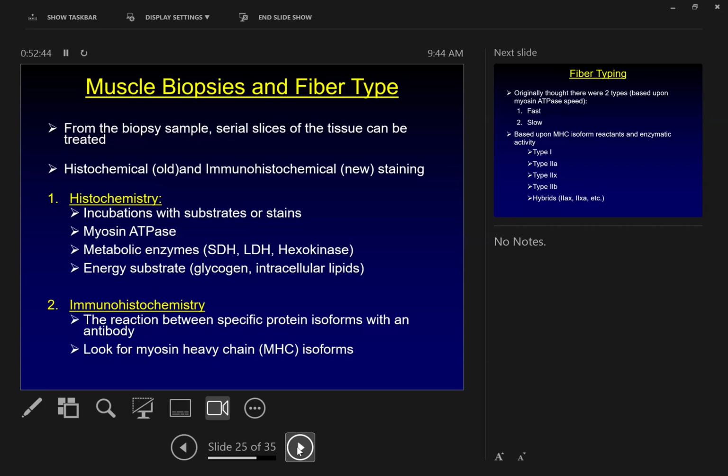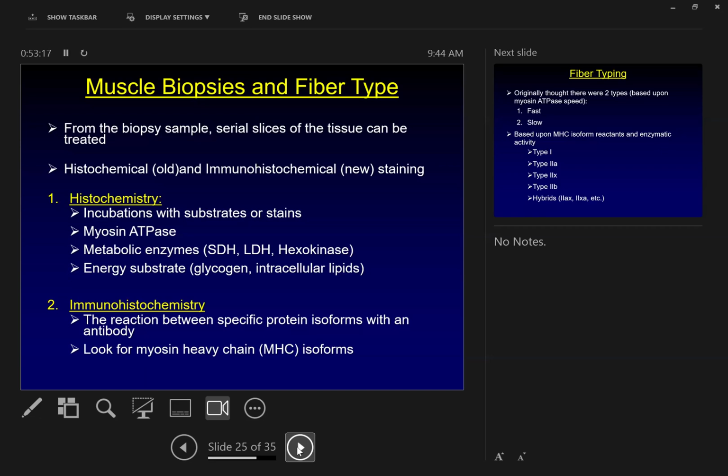Okay. They were also able with histochemistry to look at metabolic enzymes, things in the Krebs cycle, things in glycolysis. Hexokinase is a glycolytic enzyme. SDH stands for succinate dehydrogenase. It's like the fourth step in the Krebs cycle. LDH is lactate dehydrogenase. It's when we make lactic acid. Or we could look with histochemistry at how much glycogen is in your muscle, how much glucose is in your muscle, how much lipid is in your muscle. So this was kind of the initial things.